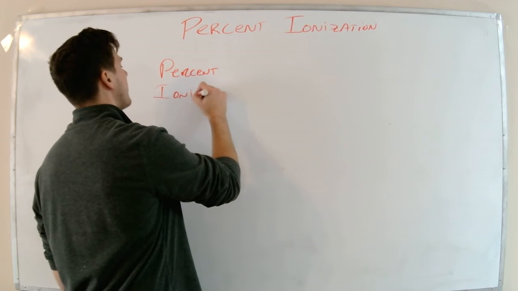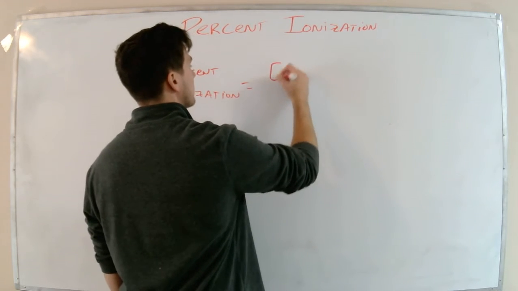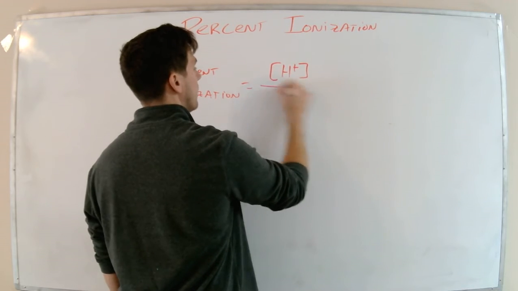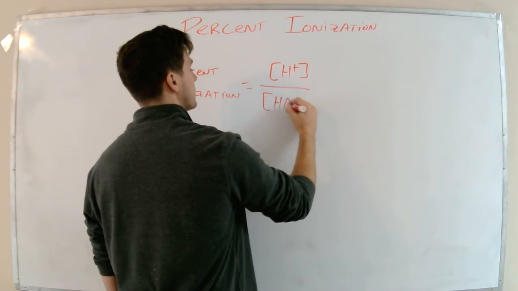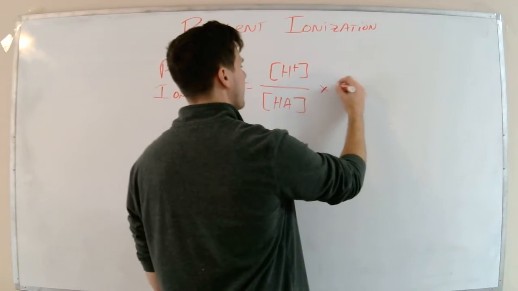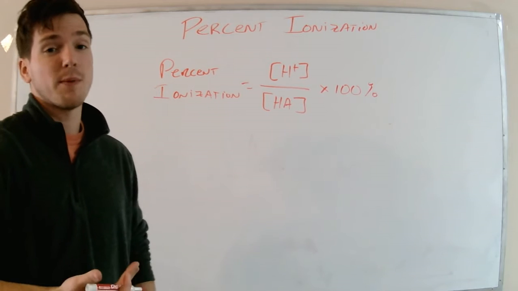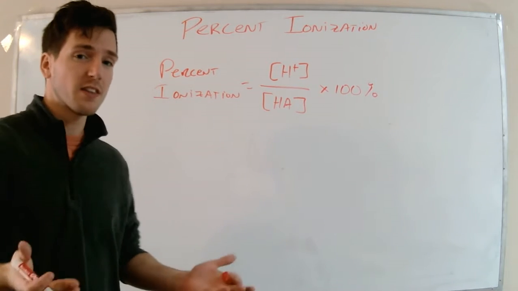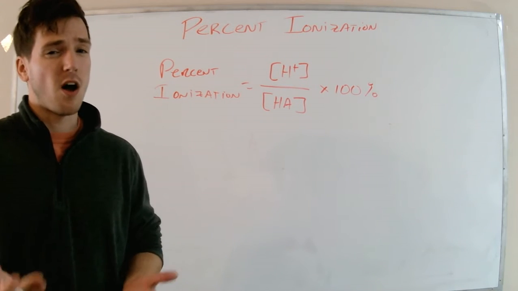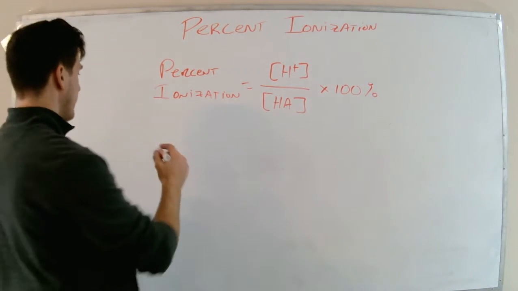So percent ionization is simply just put as the concentration of H plus over the concentration of the acid, which I'm just going to put as HA, times 100%. Okay, so this is just asking how much does an acid break down. Really, the strength of an acid is based on how much it splits up into its ions, right?